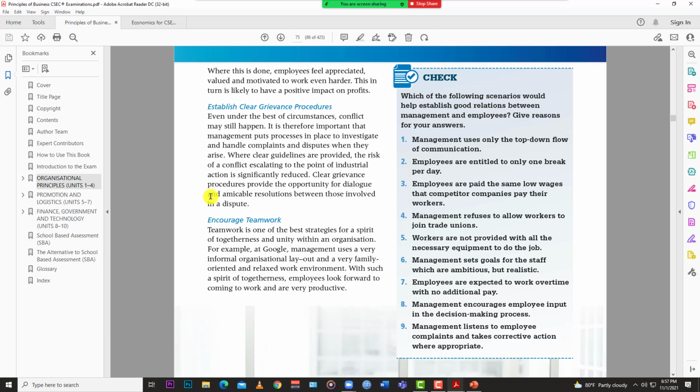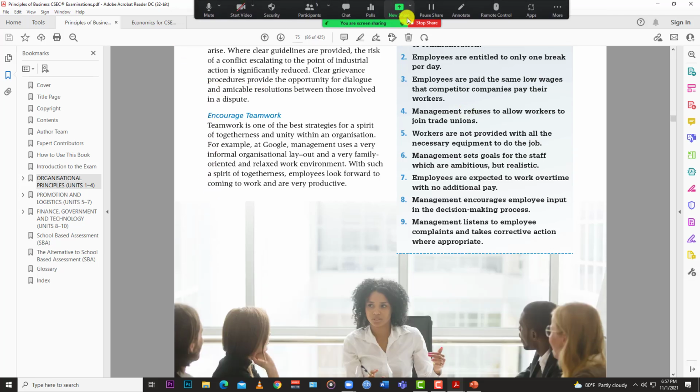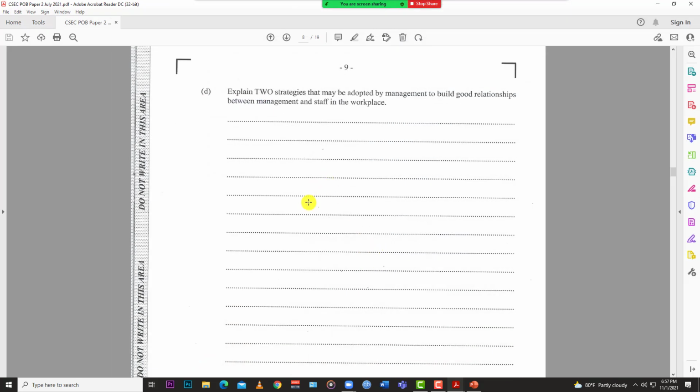Encourage teamwork. Of course, that would help to build morale, build camaraderie among the team, among the workers, and that could overall build a sense of ownership in the company. So everybody looking out for everybody, a sense of togetherness when they encourage teamwork. Right? So all those are steps that management can take to try and build a good relationship in the workplace.